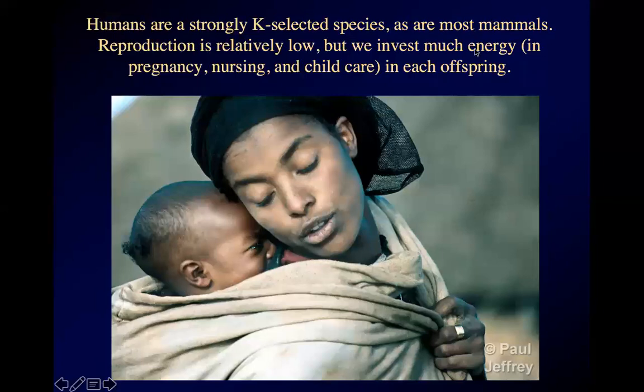Humans are a terrific example of a K-selected species. We don't have 100 million offspring. We can't. We're rather limited in the number of offspring that we're capable of having. Even the Duggars kind of topped out at, what was it, 19, I think. There's simply limits to how many babies a woman is capable of having. On the other hand, we invest an enormous amount of energy in each offspring.